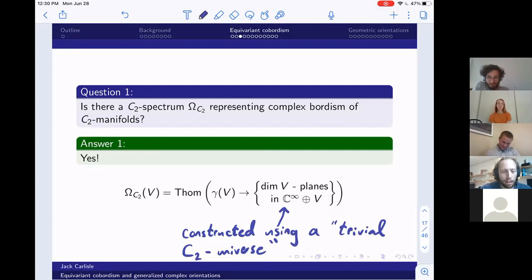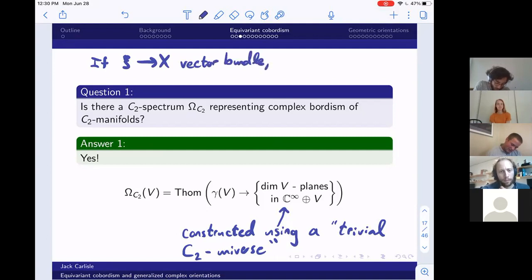Yeah, the Thom complex is this. So the idea is, if we have some vector bundle psi over X, then the Thom complex of this vector bundle is constructed as follows. What we do is we take our vector bundle, and for each fiber, we take its one-point compactification. So we add a new point for each fiber, and then we take all of those new points we added and we collapse them down to a single base point.